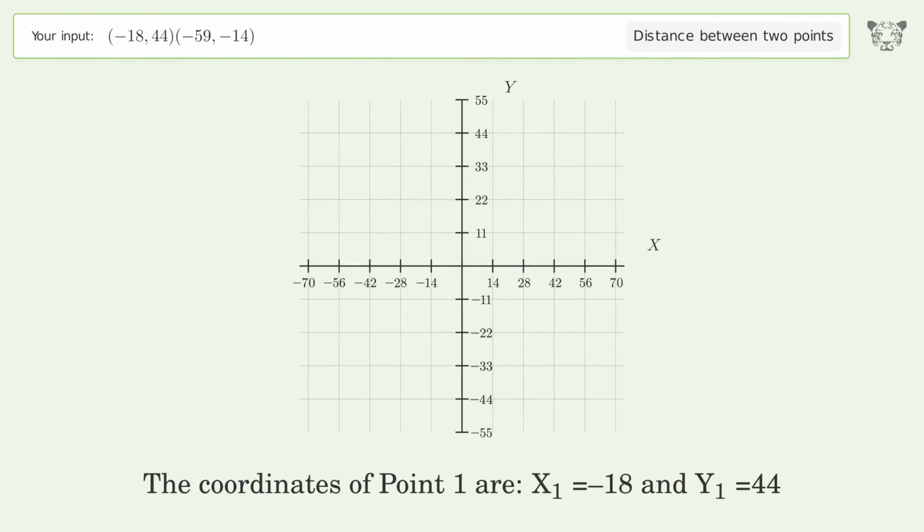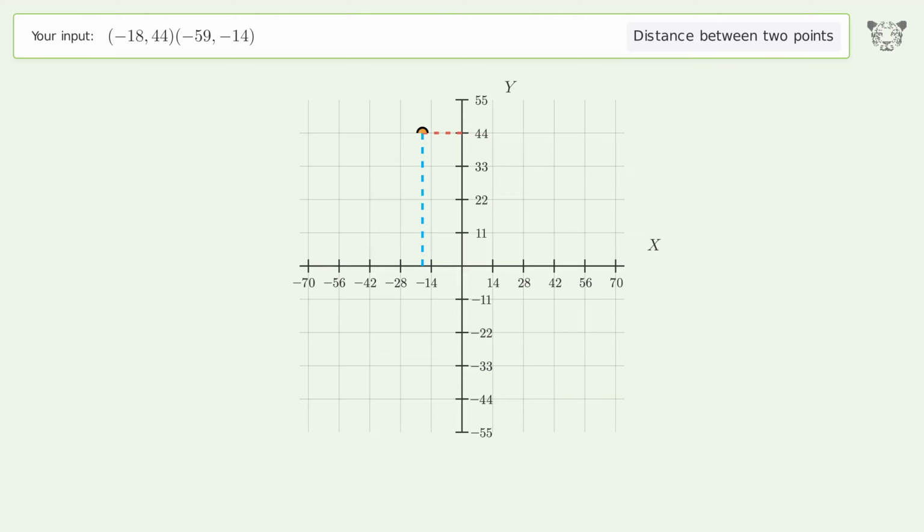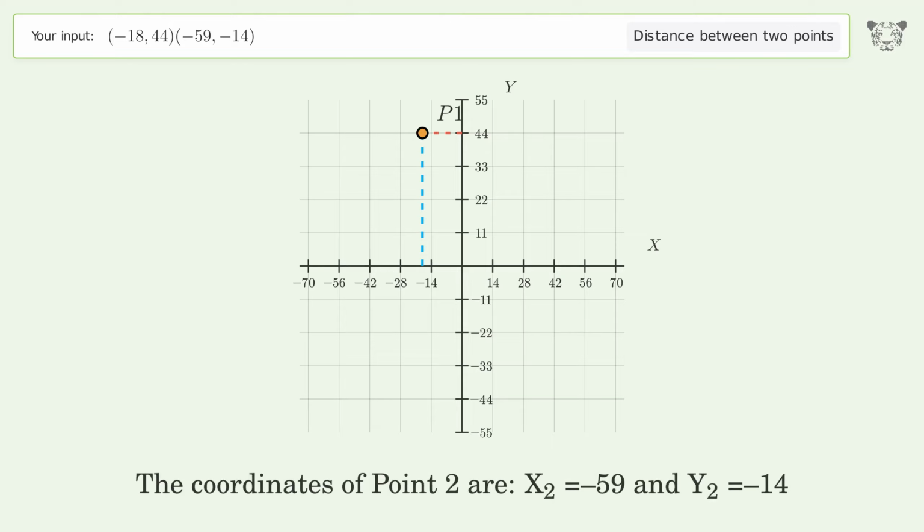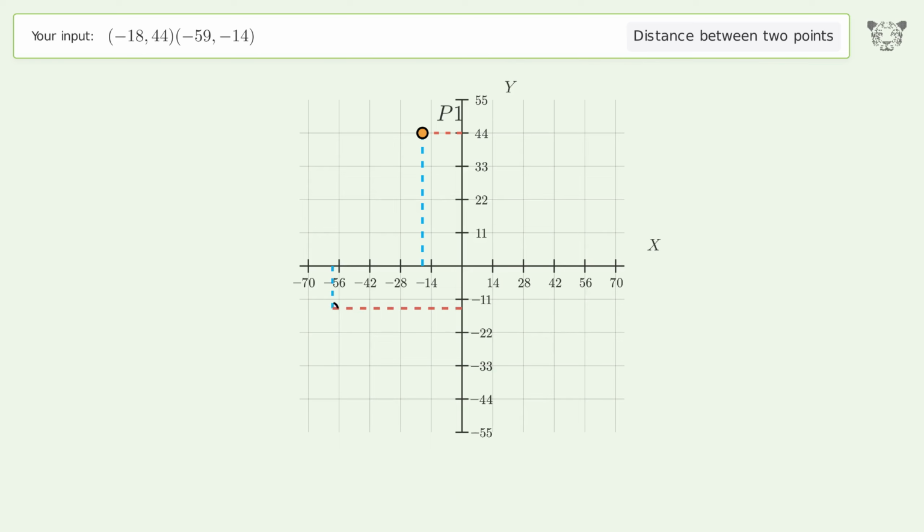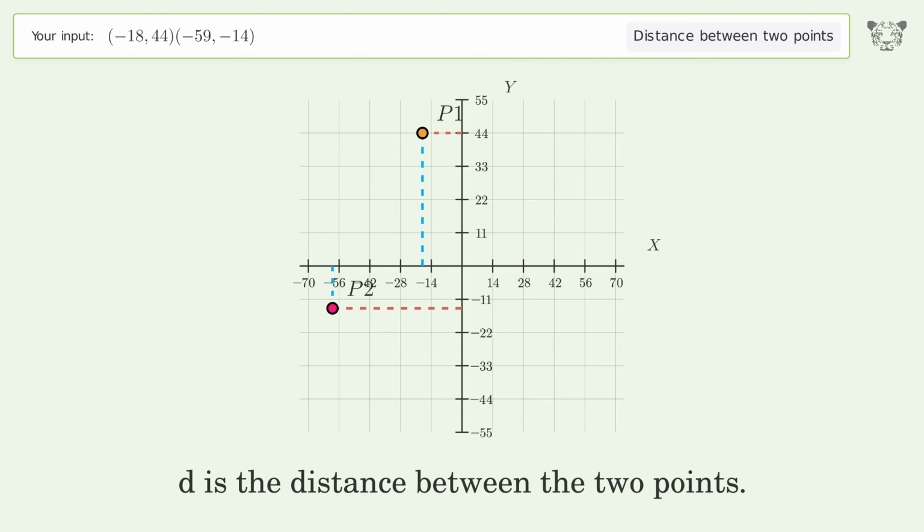The coordinates of point 1 are, x1 equals -18 and y1 equals 44. The coordinates of point 2 are, x2 equals -59 and y2 equals -14. D is the distance between the 2 points.